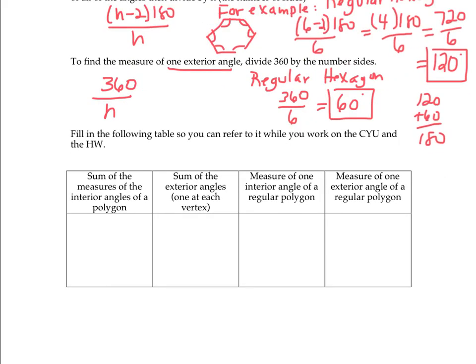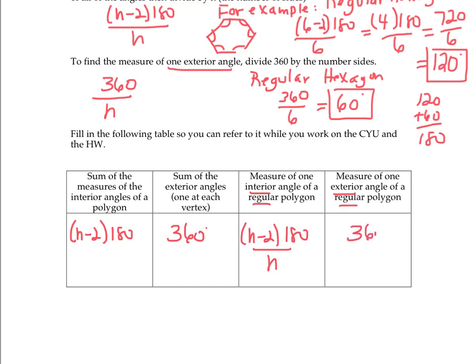Okay, finally, we're going to summarize these formulas into a little chart so you can use it to help you on the CYU in your homework. The sum of the measures of the interior angles of a polygon is n minus 2 times 180. The sum of the exterior angles, one at each vertex, is that magic number of 360. The measure of one interior angle of a regular polygon, well, you take your n minus 2 times 180, and you divide it by the number of sides that you have. And the measure of one exterior angle of a regular polygon, you take our magic number of 360, and just divide by the number of sides you have.